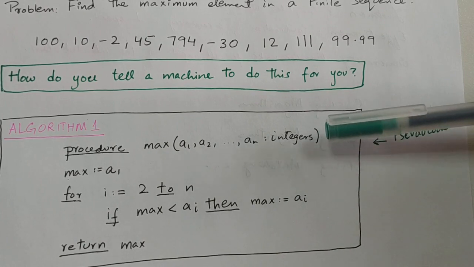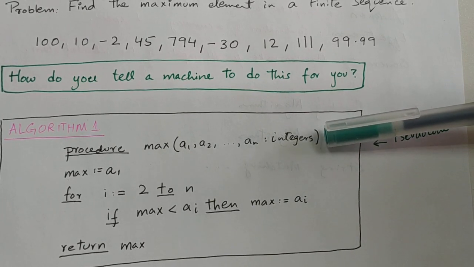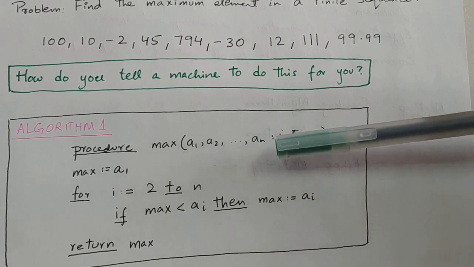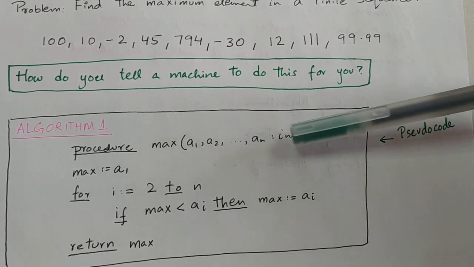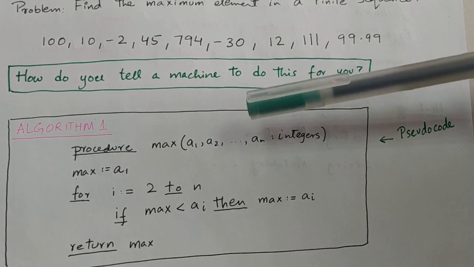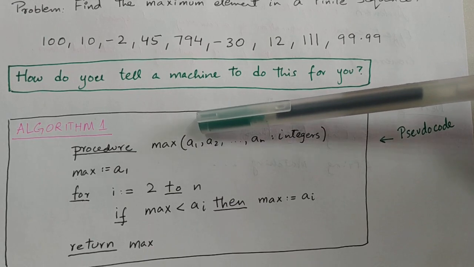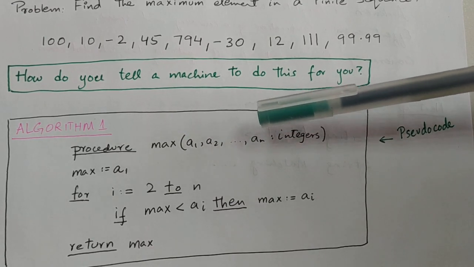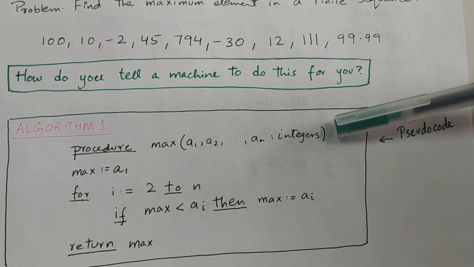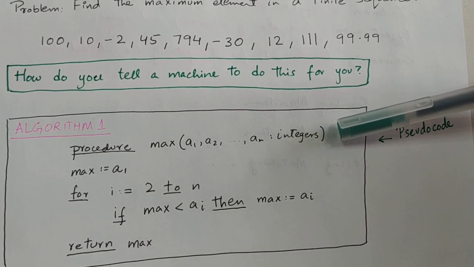So the first statement is basically declaring what my procedure is called. My procedure is max, and it's taking as input, so the characters inside these parentheses are telling me that A1, A2 up till AN are the inputs for my max procedure. And this line is just the declaration of that procedure.